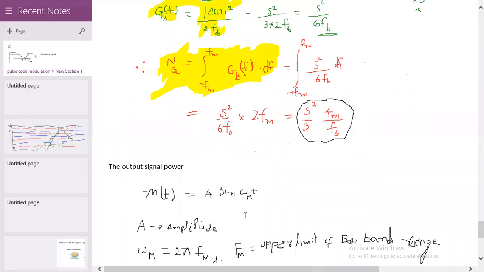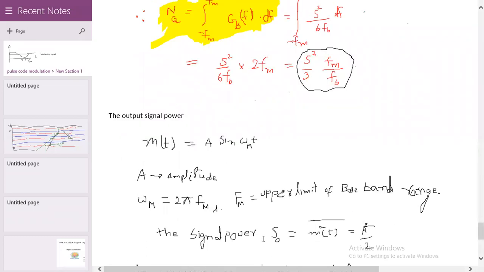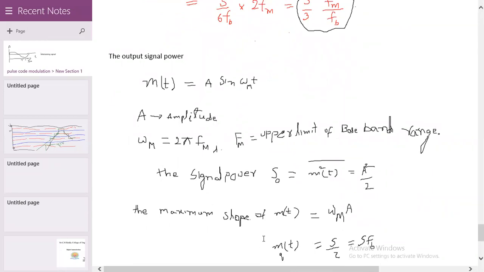So m of t, let us say, as we have written. Please note down. m of t is a modulating signal, that is equal to A into sin omega m into t, where A is the amplitude of the modulating signal, omega m equal to 2 pi fm, where fm is the upper limit of the baseband frequency range.